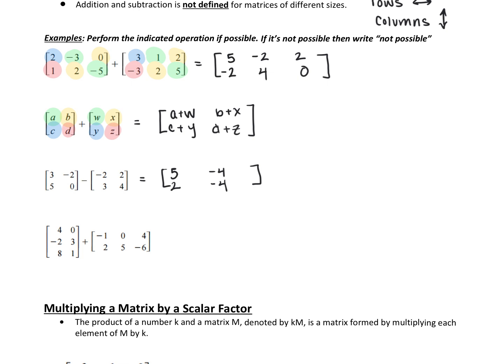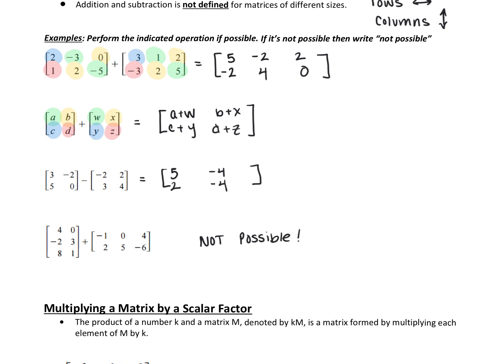Now, what you should notice about this last one is that these matrices are not the same size. This has 1, 2, 3 rows and 2 columns, and this only has 2 rows and 3 columns. So this one is actually not possible.